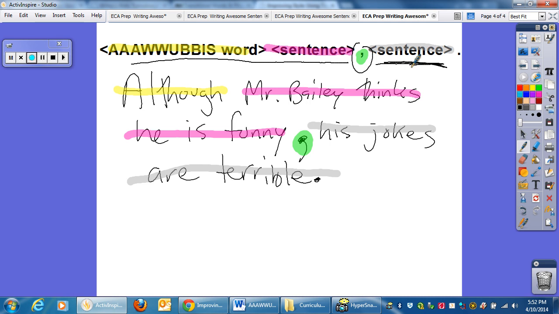Good luck. Write a complex sentence today using the AAAWWUBBIS technique.